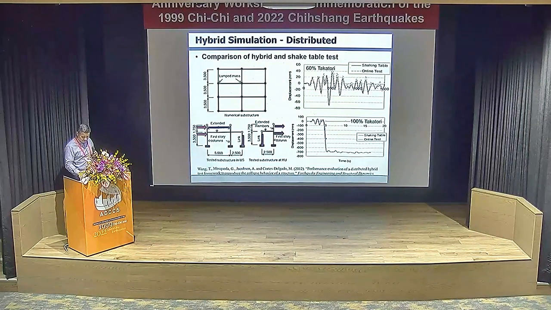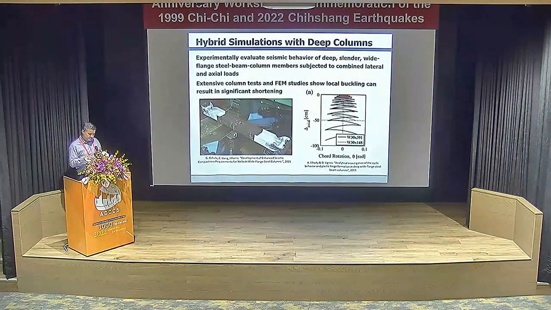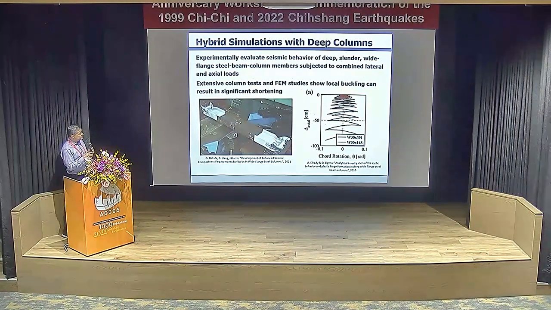So this was pretty important in terms of validating a lot of the hybrid testing methods that we're looking at applying, and looking at how well it compares to shake table tests. Now, for these tests, as part of this collaboration, especially with ENCRI, we've been looking at the behavior of deep, slender, wide flange steel beam members that, when subjected to combined lateral and large axial loads, are prone to buckling locally and globally, as Professor Chang Wang showed earlier in the session, and they're prone to shortening.